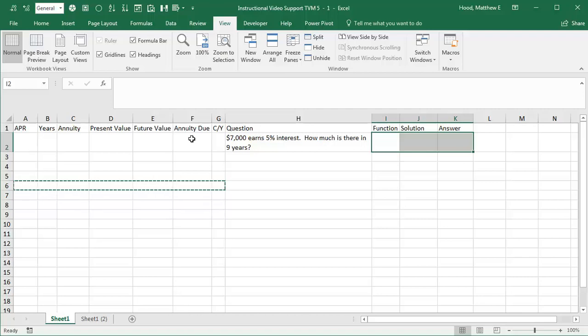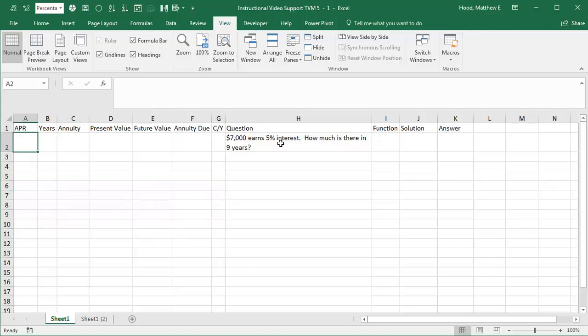Alright, I'm going to show the five time value of money functions to solve problems. And to do that, I've got a question right here. I've got the inputs as they would be here. And I'm going to put the function I'm going to use, what the function solution would be, and then what the answer to the question is over there.